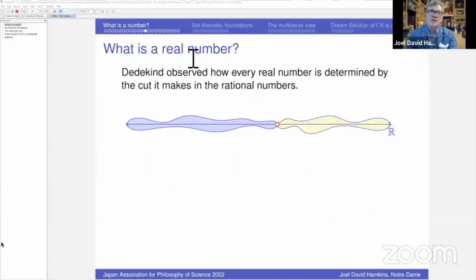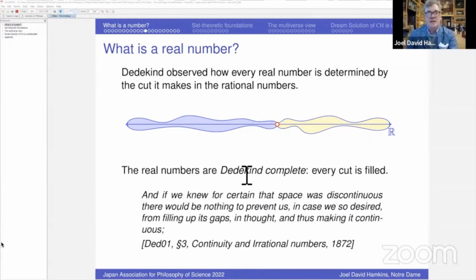So let's talk about the real numbers. Dedekind also observed how every real number is determined by the cut it makes in the rational numbers. If I think about a real number, then it chops the rationals into those below and those above. Actually, Dedekind was thinking about the cut it makes in the real numbers themselves, and what he said was that there's a kind of completeness property. We can imagine that every such cut is filled by a unique real number.